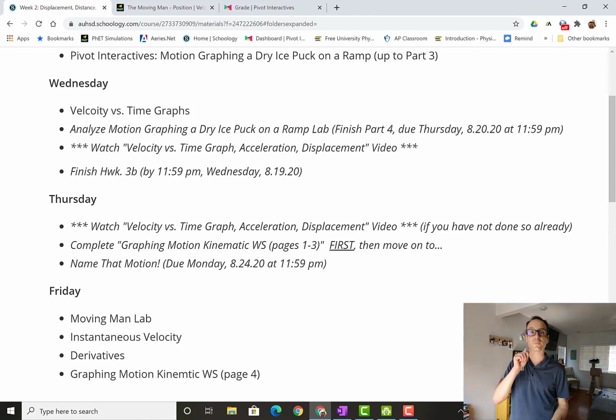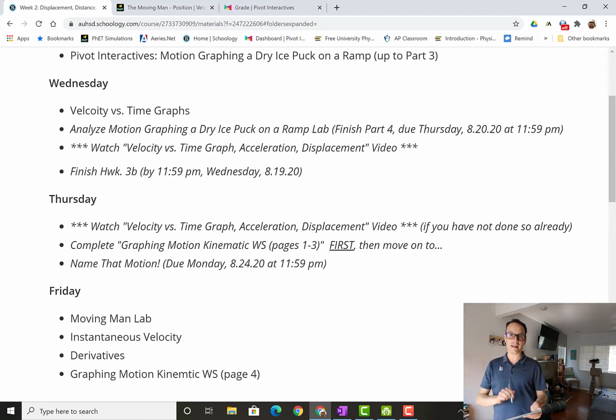But what's nice about the graphing motion kinematic worksheet is it's very computational, lots of numbers and things like that. So, in my opinion, qualitatively translating graphs is a little more challenging. You have to have an intuition for it. It's a little more challenging than doing it computationally. So, this worksheet, the graphing motion kinematic worksheet, walks you through mathematically how to do it.